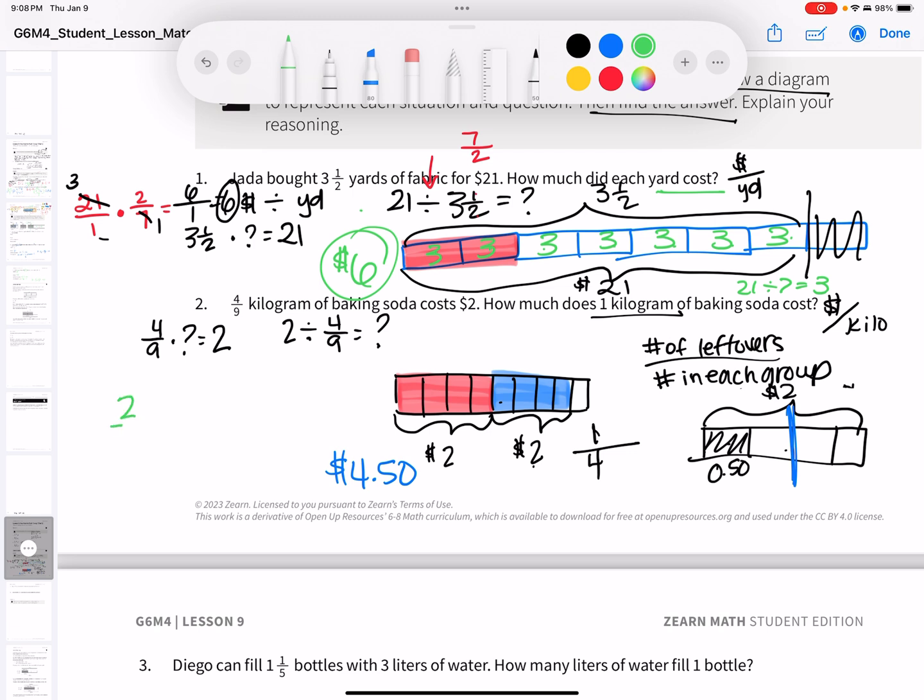So we have 2 over 1. We keep that. We change the division to multiplication, and we flip the 4/9 to be 9/4. Now we can cross reduce. 2 goes into 2 one time. 2 goes into 4 2 times. So 1 times 9 is 9. 1 times 2 is 2. 9 halves. 2 goes into 9 how many times? 4 times with 1 left over, 1 out of 2. So 4.5, when we change it into decimal form, because money's in decimal form, we get $4.50. Okay?